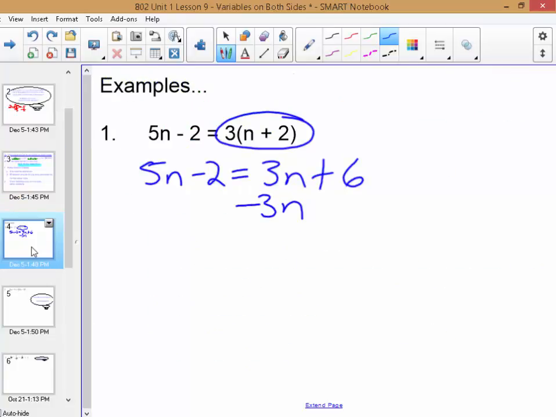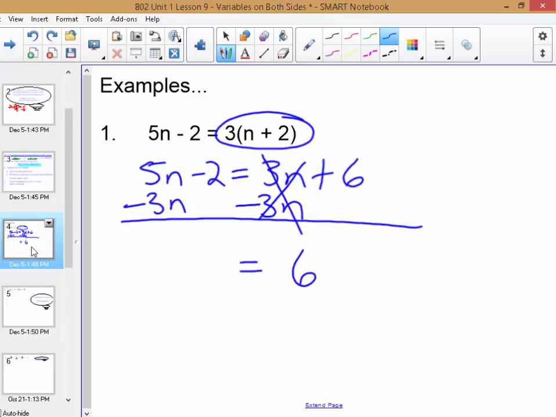But remember, whatever I do to one side of the equation, I have to do to the other. So I'm going to go over here by the 5n, and I'm also going to have to subtract 3n. The goal is to keep that equation balanced, or keep that scale balanced. Notice 3n take away 3n, that's 0. This stuff goes away. I'm just left with 6 on the right side now.